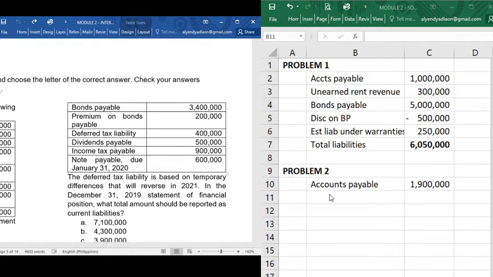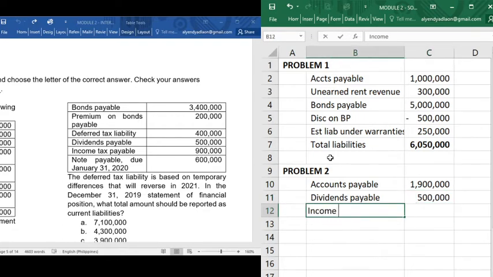Next, dividends payable. So, dividends payable are usually current because usually it is paid every year. So that is usually current. And also the income tax payable, because income tax payable is paid every year. So that is current. And then lastly we have note payable due January 31, 2020 of 600,000 pesos.